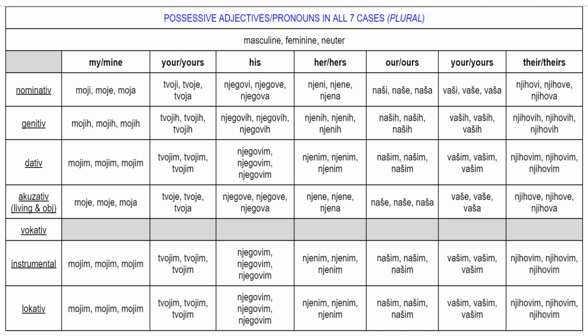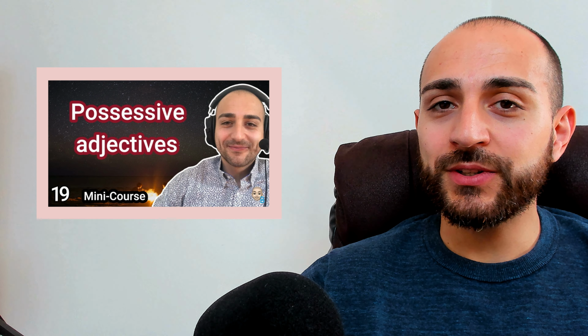So this is the table for the possessive pronouns in all seven cases plural. I didn't put the singular form. If you want the table for singular possessive pronouns in all seven cases and you want to study possessive pronouns in more detail, check out the mini course 19, Possessive Adjectives Pronouns, this video here. The link is in the video description.